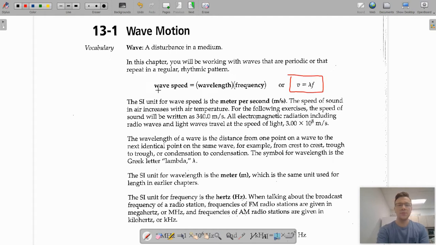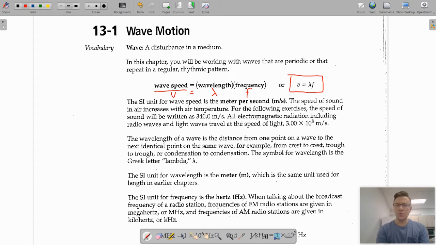So wave speed, which is still a v, is equal to wavelength, which is a new symbol. This is an upside down y of sorts. It's called lambda, the Greek letter lambda, and that represents wavelength. Wavelength is going to be measured in meters, centimeters, nanometers. It is a length, so it is meters. And then frequency, which is lowercase f, which we've talked about, is measured in hertz.